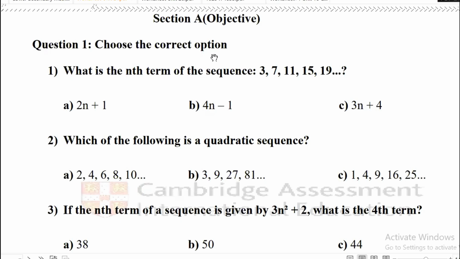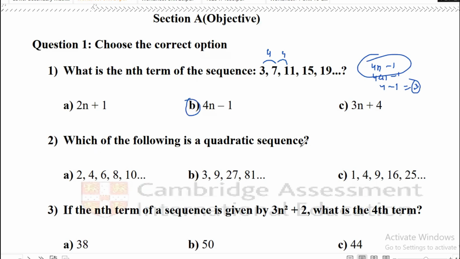Next worksheet is related to linear sequence and quadratic form of sequence. So here choose the correct answer. What is the nth term of the sequence? So as we know, the difference between 3 to 7 is 4, and 7 plus 4. So straight away you can say that 4n, and then think about what we add and subtract to get the first term. So if I say 4 into 1, that gives me 4, but minus 1 will work because once you minus 1 you will get 3. So this is your nth term, 4n minus 1. So B option is correct.